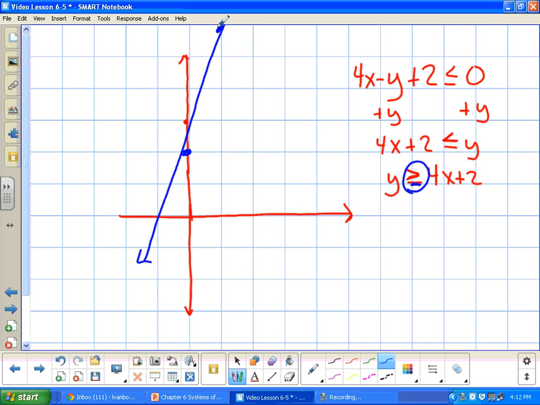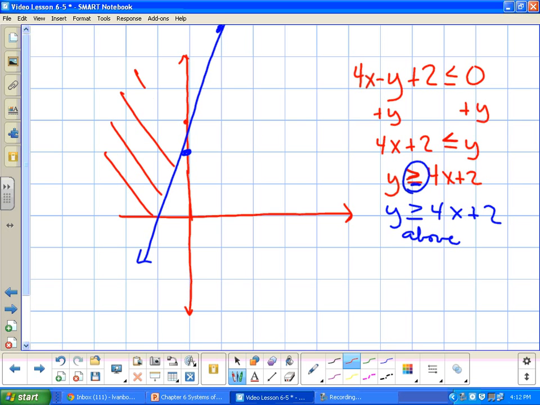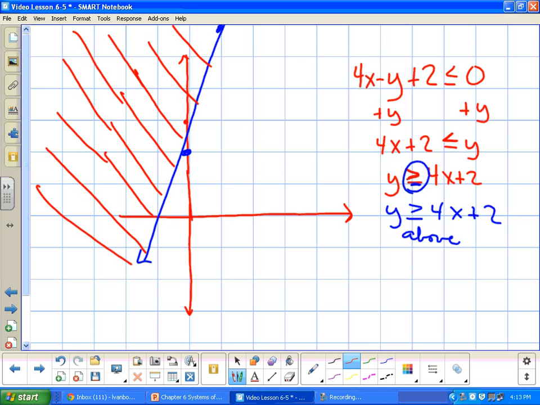Okay, now I have my line. I need to do my shading. In this particular inequality, I say y is greater than or equal to 4x plus 2. So I will shade above. When y is greater, you shade above the line. So if I'm the skier, I know above the line will be where I am skiing, above the snow. Here is my shaded portion, and this goes on. All of this is shaded. Okay, so there's my solution.